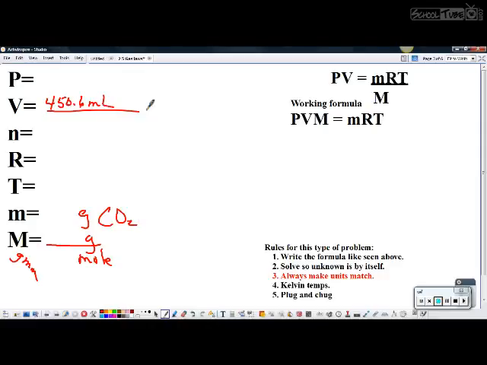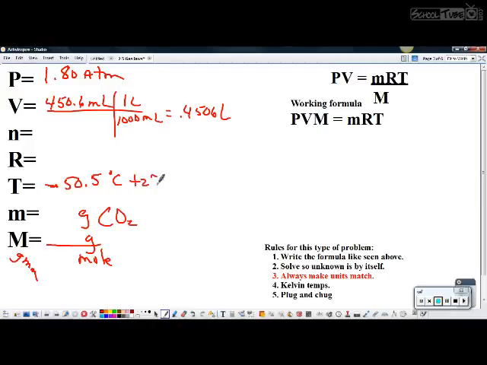In 450.6 milliliters, I know immediately I need what unit? Liters. So 1,000 milliliters, 1 liter, is equal to 0.4506 liters, at 1.80 atm. And I've got a minus 50.5 degrees C plus 273 is equal to 222.5 K.